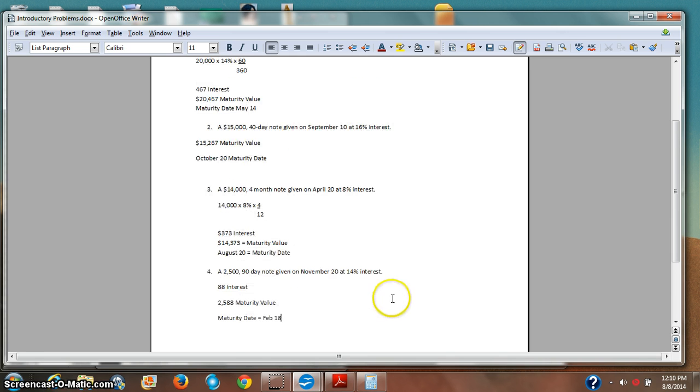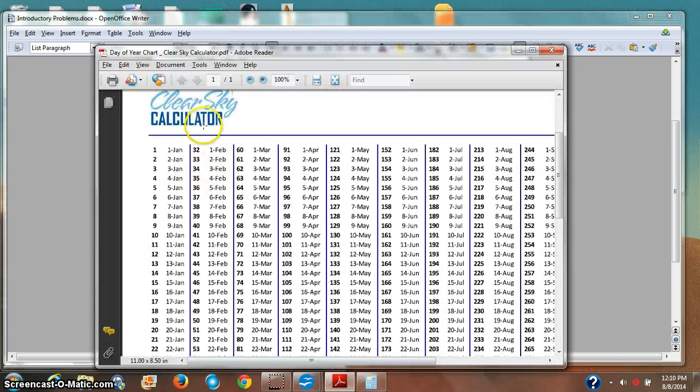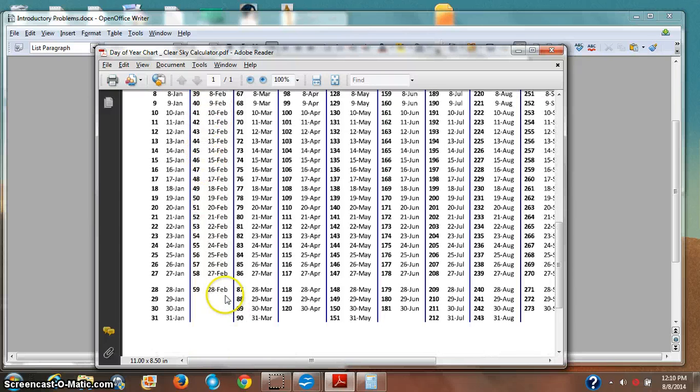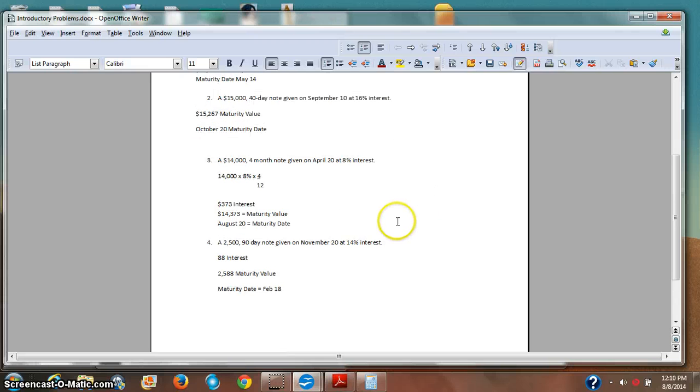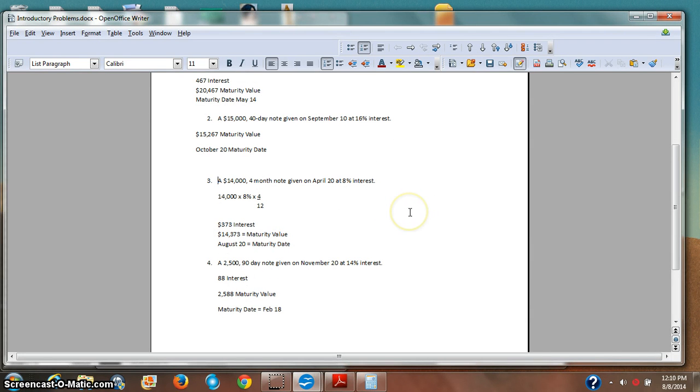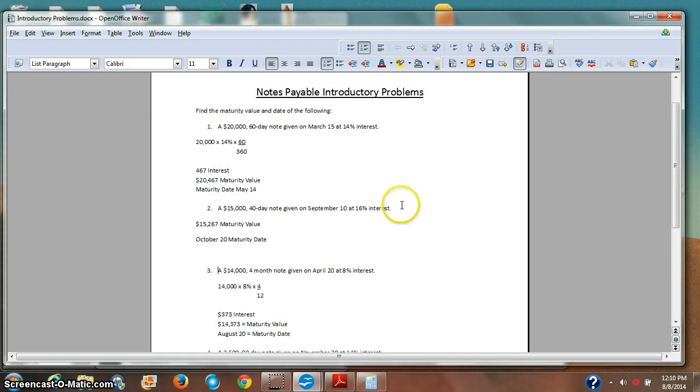All right. So now also a word of caution. You'll notice that this particular chart is for a non-leap year. If you're working with a leap year, or if you're going into a leap year, you're going to need to find a different chart. You can find those charts as well, or you can simply add one to every day after February 29th. So we've figured the maturity value and the maturity date of a series of problems here, and now it's time to start doing some journal entries. We'll do that in the next video.